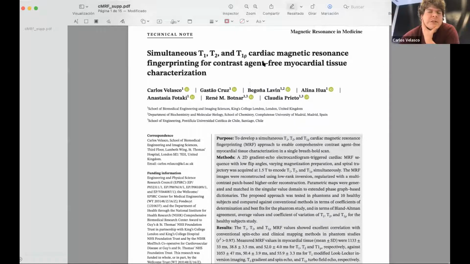The MRF sequence, the MRF approach, is prepared for these heart rate variations because we are taking into account this relaxation between block and block. So it doesn't matter that much because it's in the workflow. Okay, thank you so much.